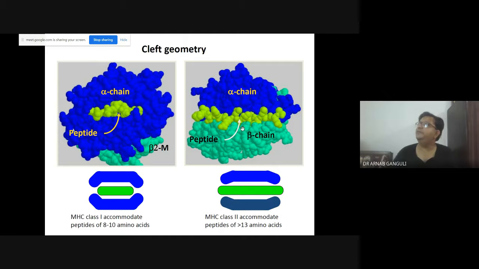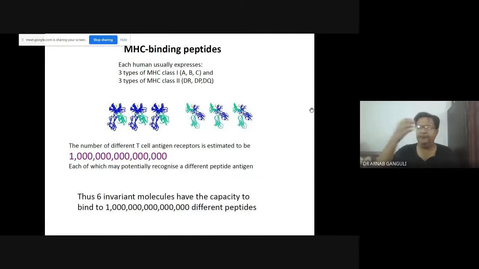এটা হচ্ছে class 2, alpha beta দুটো মিলিয়ে মাঝখানে peptide, which is being presented greater than 13 amino acids. So each human usually expresses 3 types of MHC class 1. Even class 1 has got 3 types, A, B, and C. And 3 types of class 2. What are they? DR, DP, and DQ.